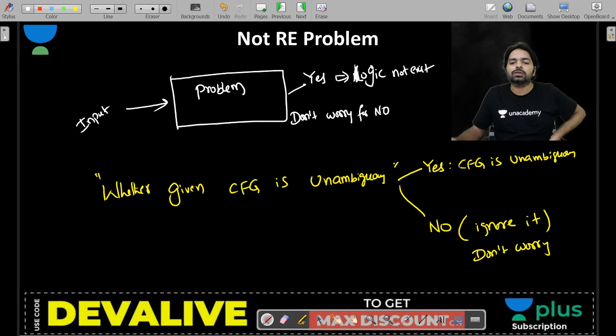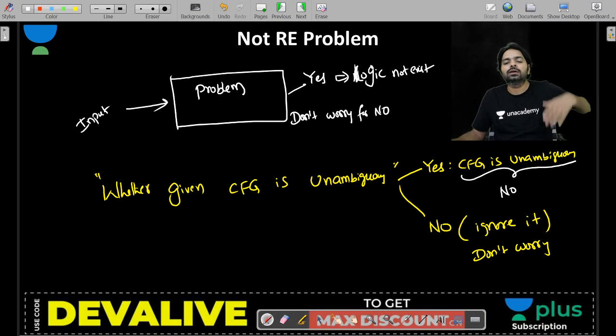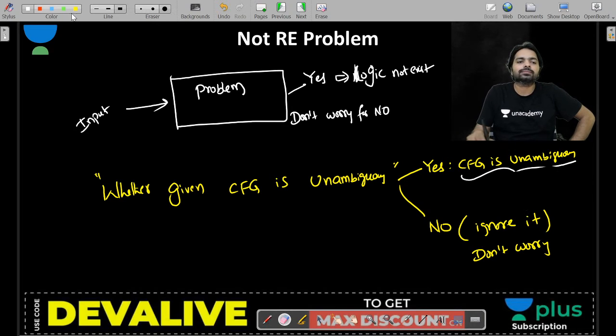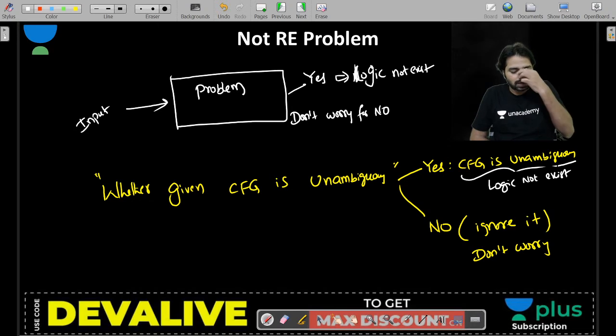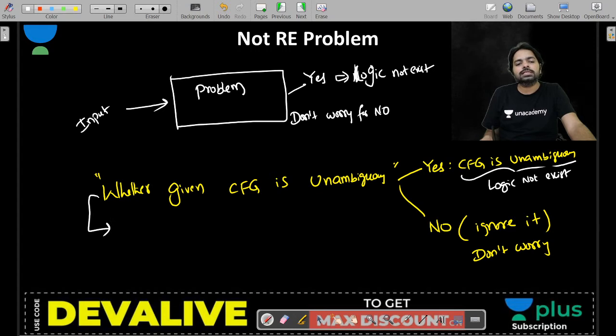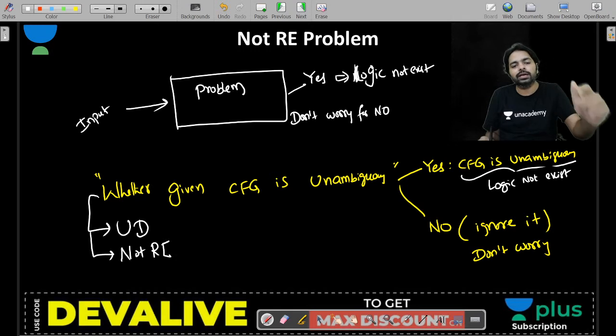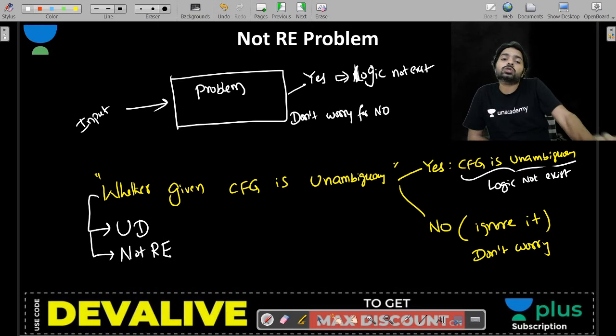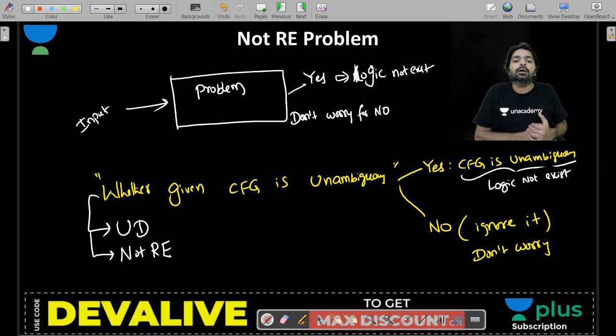This has no logic at all for yes. Just now we have seen the no of the previous problem was the yes here. No logic at all, logic does not exist. Anyhow, this is undecidable only, but it is not REL, not RE. The previous problem is also undecidable, because an algorithm is not there, but that was RE, because at least for yes you are able to say.